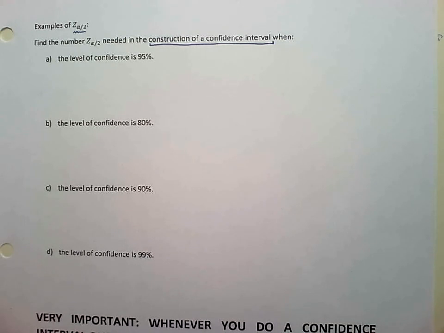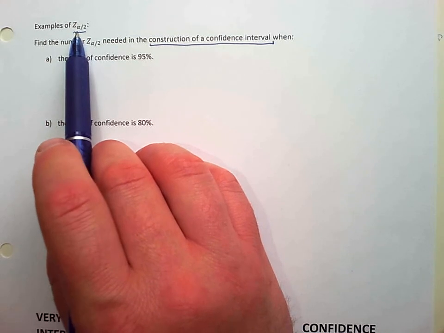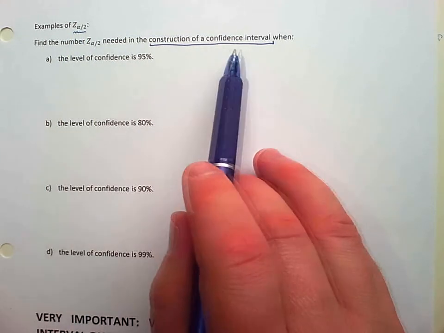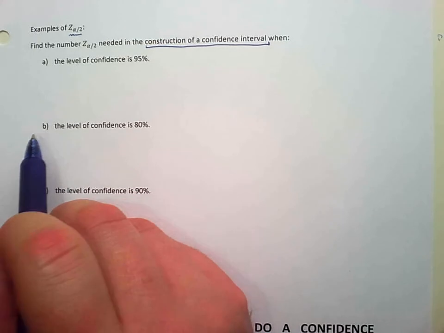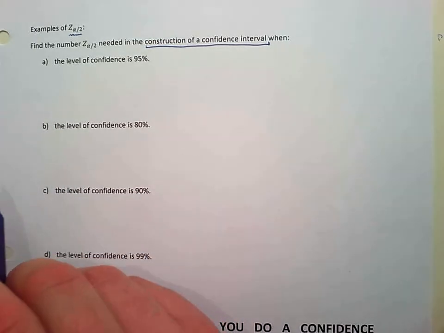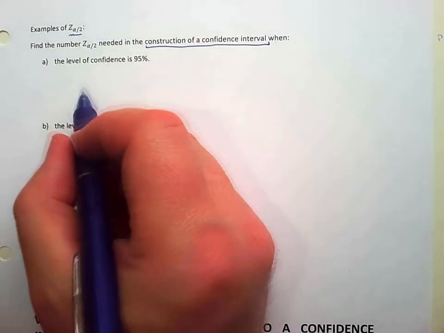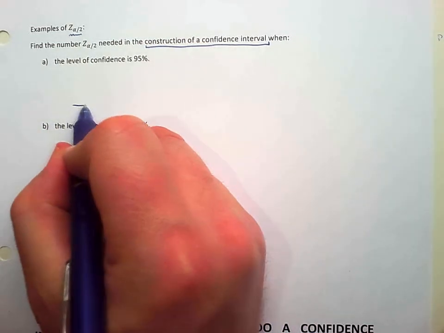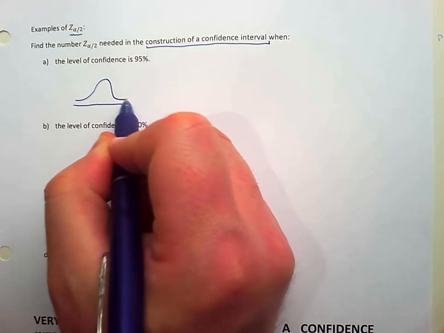But before we get all the way to constructing confidence intervals, let's first practice finding these z sub alphas, since we know that that's a component of our confidence intervals. So let's do A together. It says our confidence level is 95%. Well, this one should seem really, really familiar to you. What I'm going to do, like I usually do, is start it off with a picture.